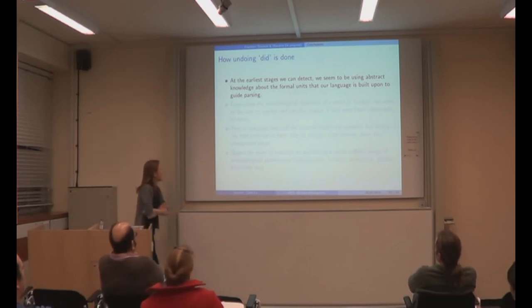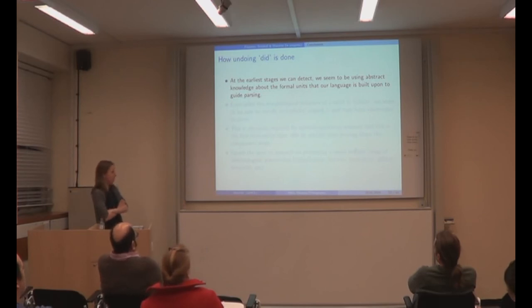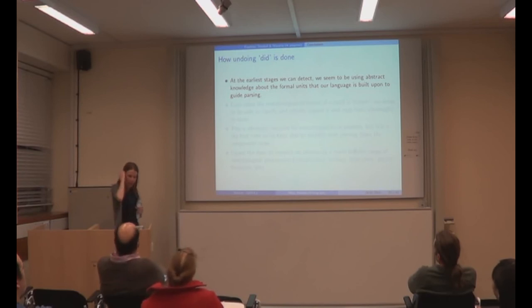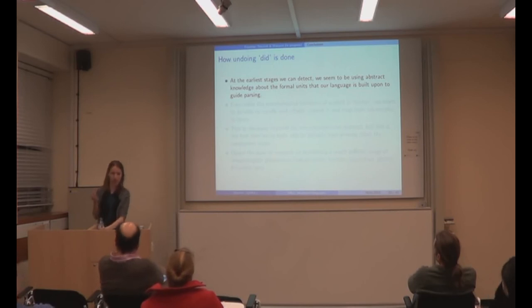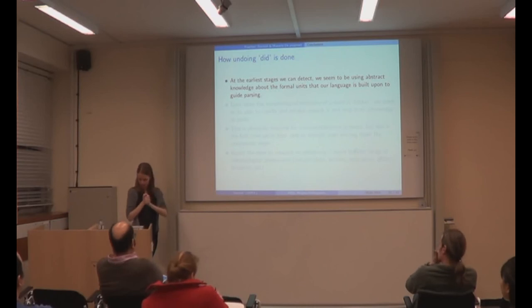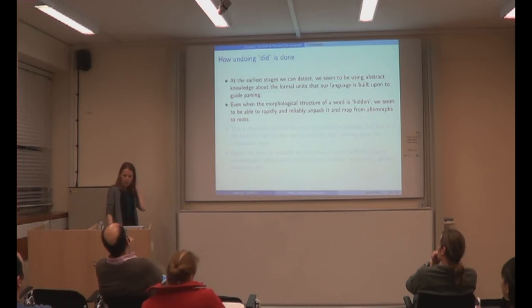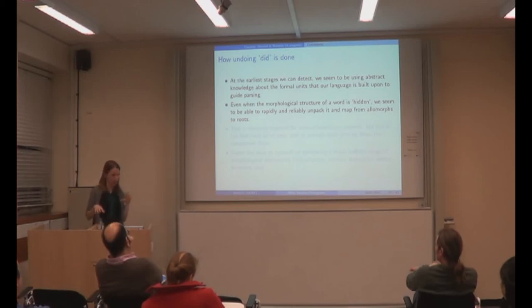Yeah. At the earliest stages, we can detect with the tools that we have, we seem to be using relatively abstract knowledge about the formal units that our language is built on to guide parsing. Right? So these are morphological constituents, not orthographically defined constituents, and so on. And this seems to be true even when the morphological structure of a word is hidden. That we're really reliably unpacking it and mapping from the whole form to constituent pieces.